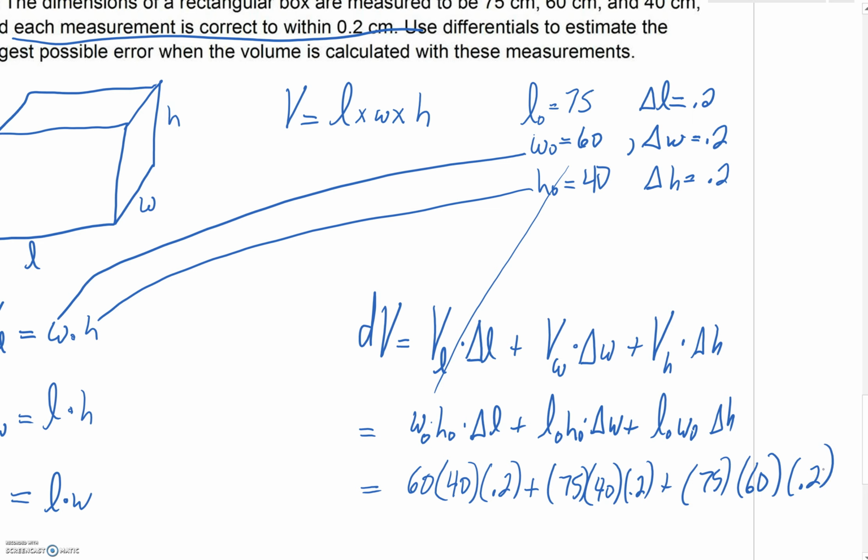And if you were to work all of this out, you could confirm very quickly that you'd get 1,980 cubic centimeters. I'll allow you to check that on the calculator. That's just some button pushing. But this would be an estimate of the greatest error that we could have.